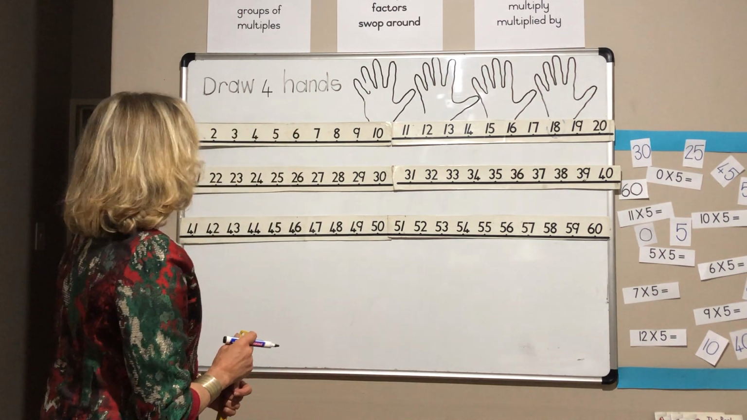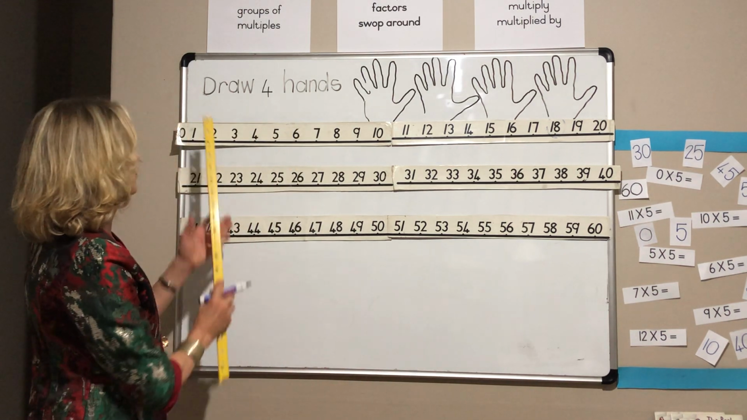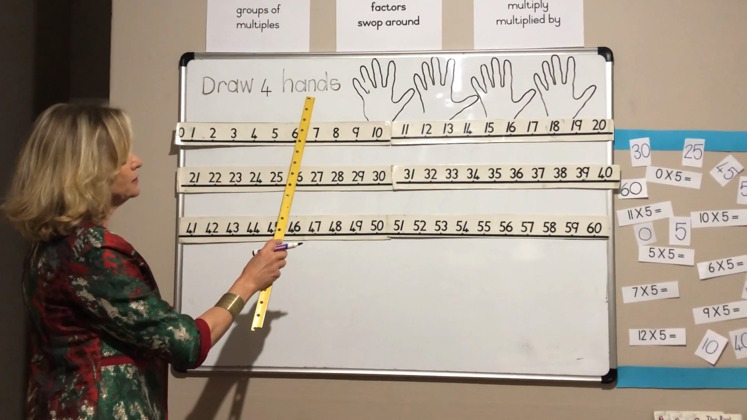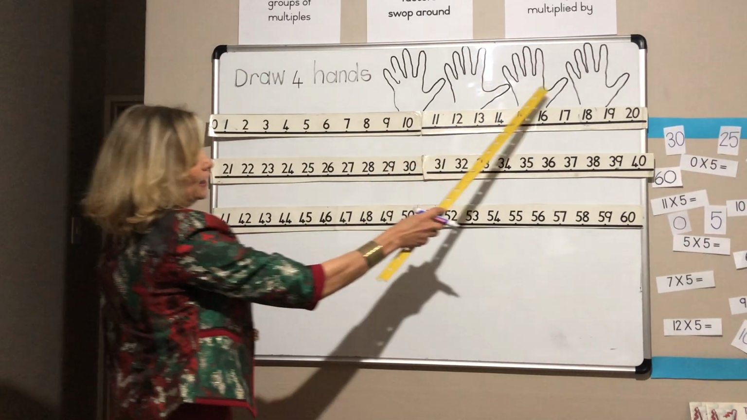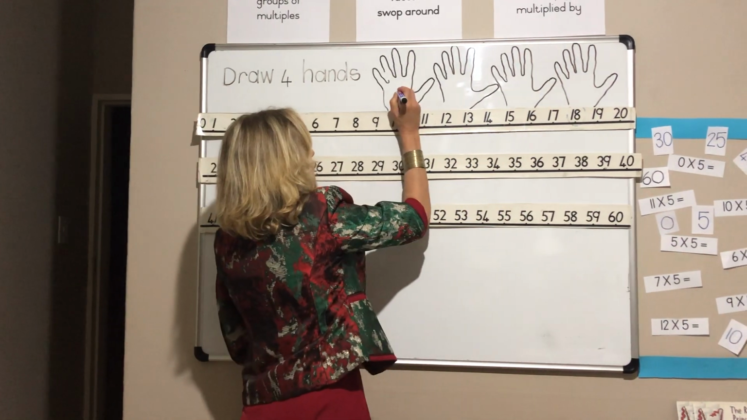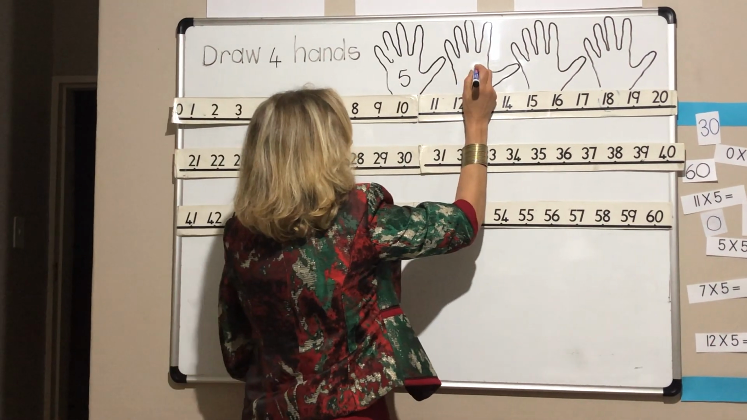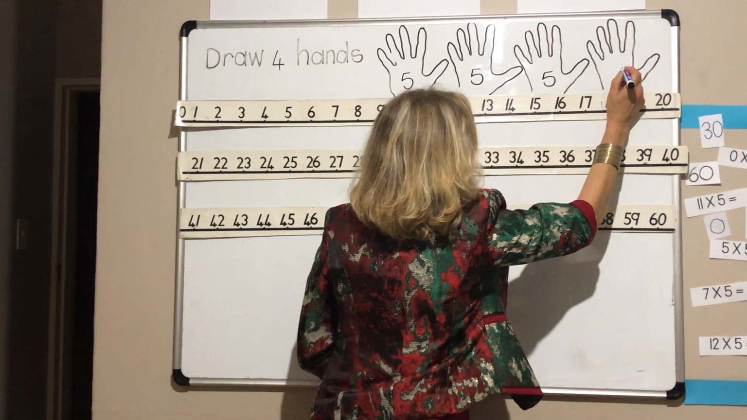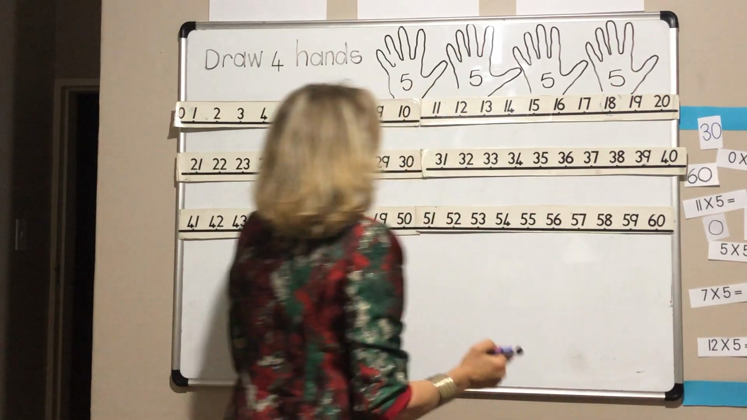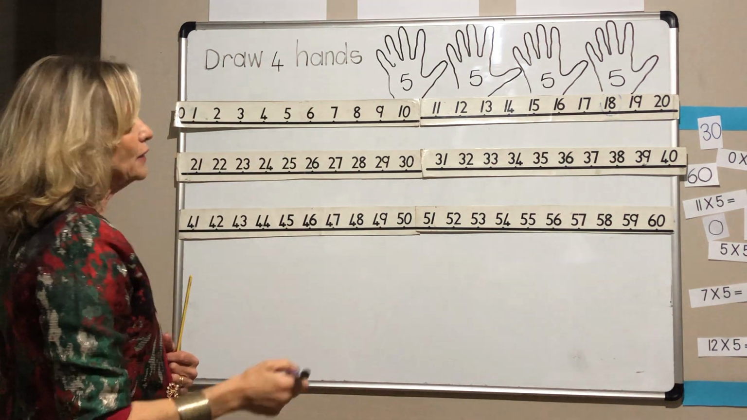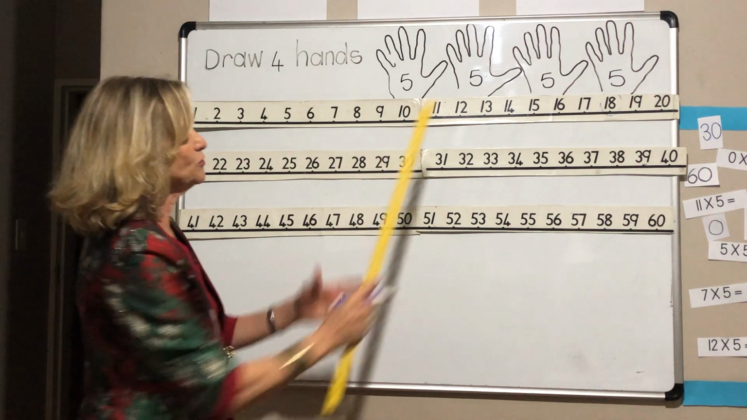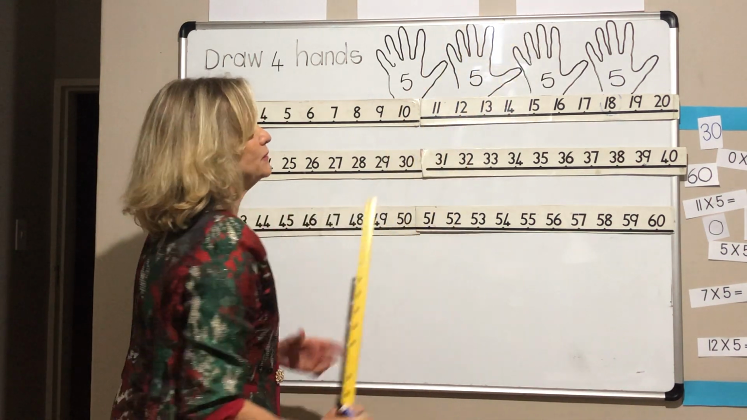Okay, as long as you remember, we are adding groups. Okay, we are adding groups. Like here, draw 4 hands. Okay, so how many fingers on each hand? 5. There's 5 there. There's 5 there. There's 5 there. And there's another 5 there. Now, times actually means adding groups. That's what the word times means.